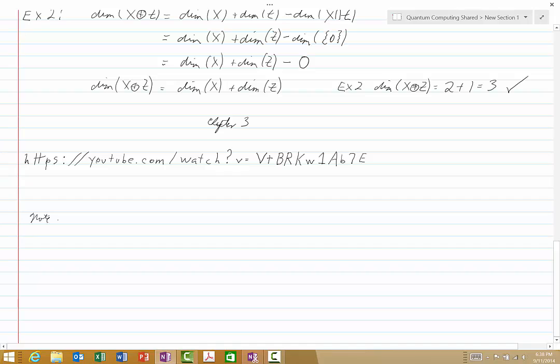Note that V equals, let's say, the set of all vectors A, B, C, D, such that A, B, C, and D are all real numbers, and where we have vector addition and scalar multiplication defined in the normal way, that is a vector space.